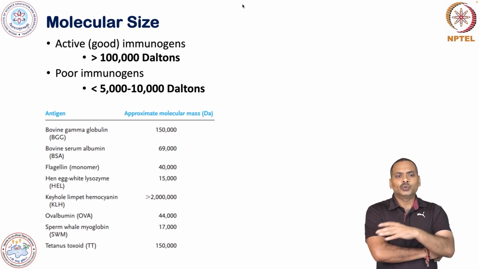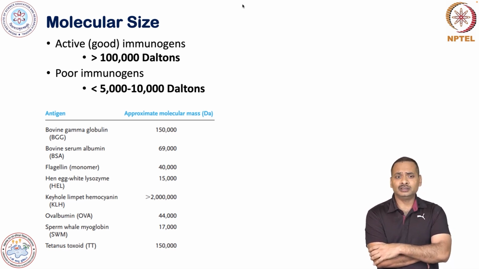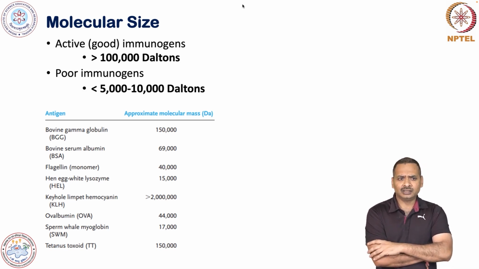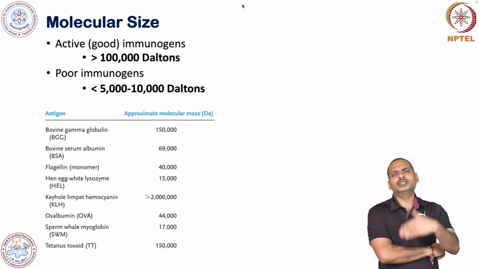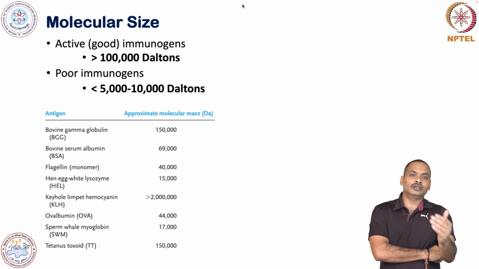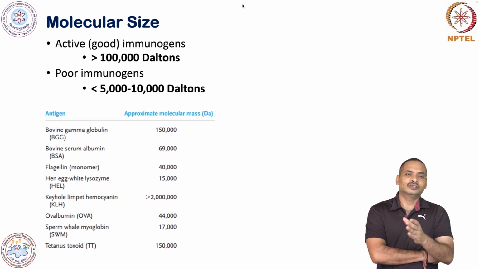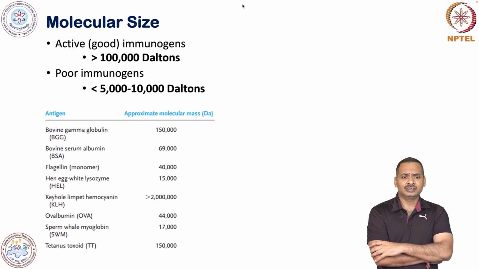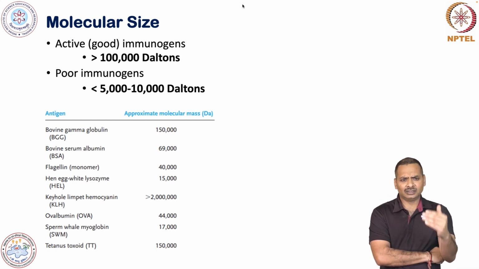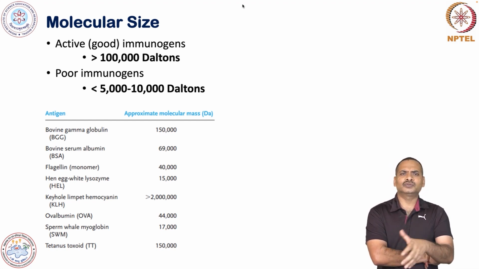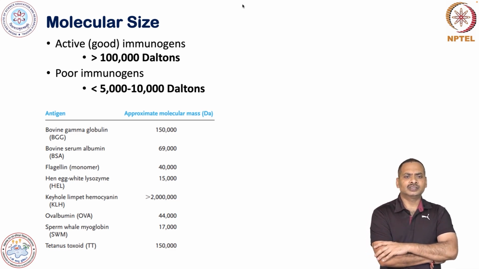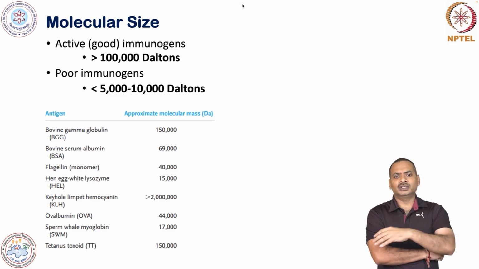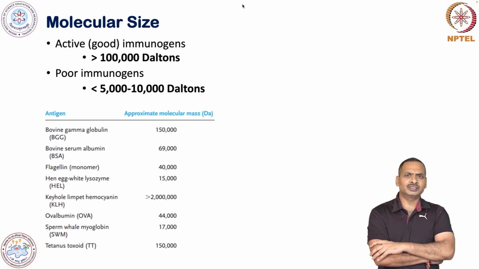One is bovine gamma globulin, and its molecular weight is about 150 kilodalton. Another is BSA. BSA is quite commonly used because it's quite cheap. It is not only used in immunization, it is also used in various other experiments. This BSA has a 69 kilodalton molecular weight. Flagellin is not so commonly used, but people do use it. Its molecular weight is 40 kilodalton. Hen egg white lysozyme is also quite commonly used. This is about 15 kilodalton.